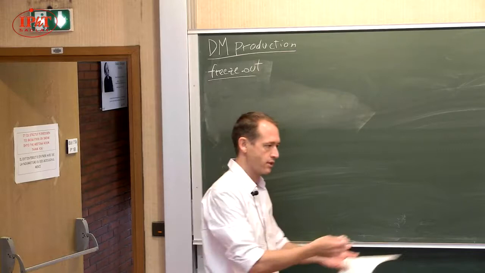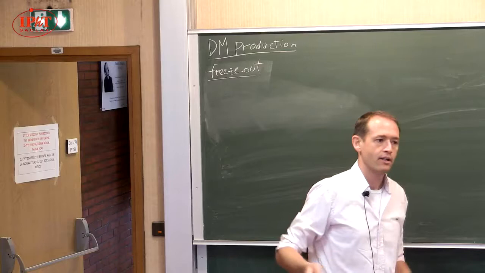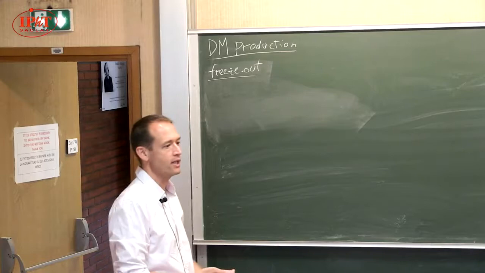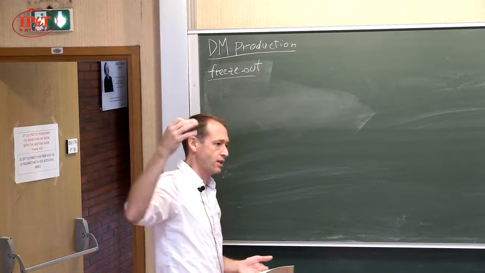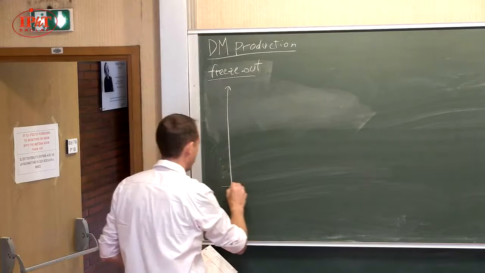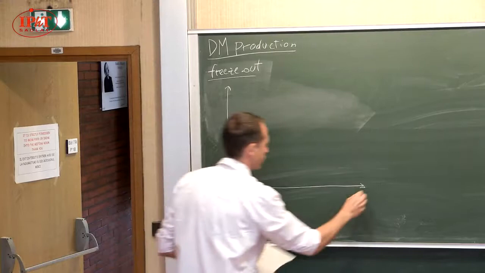So it was in equilibrium, in thermal equilibrium with everything else. And then at some point, it is left over. So what we observe today, the abundance of dark matter that we observe today, is a leftover of a much more abundant quantity that had been produced in the early universe. So suppose that I want to follow the evolution of the dark matter density as a function of time, or if you want, inverse temperature.